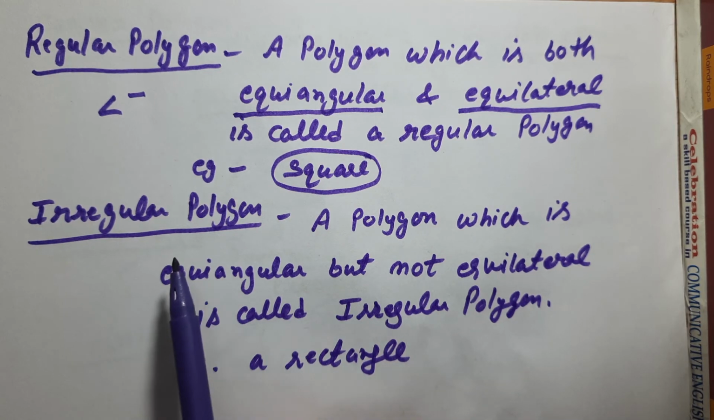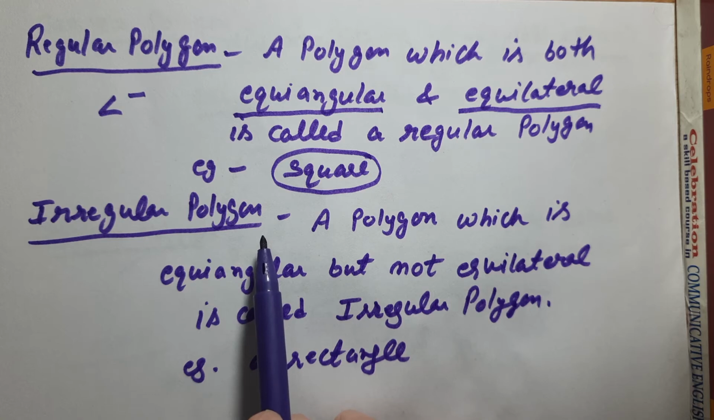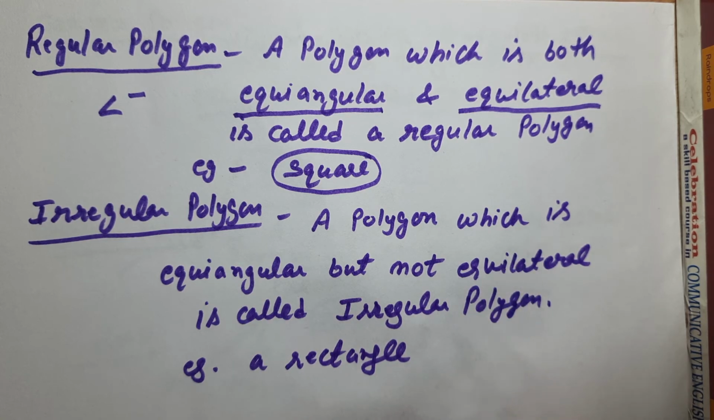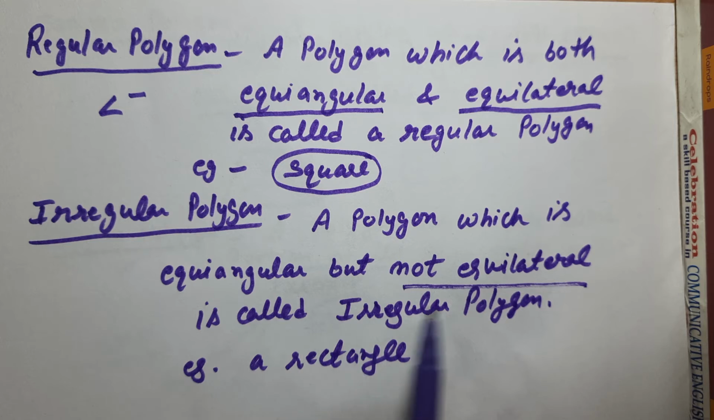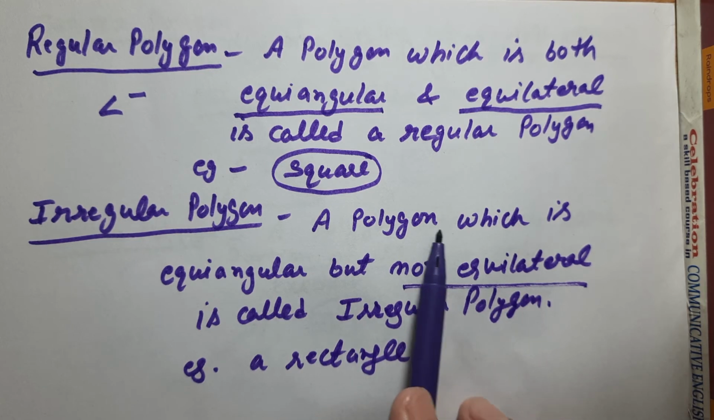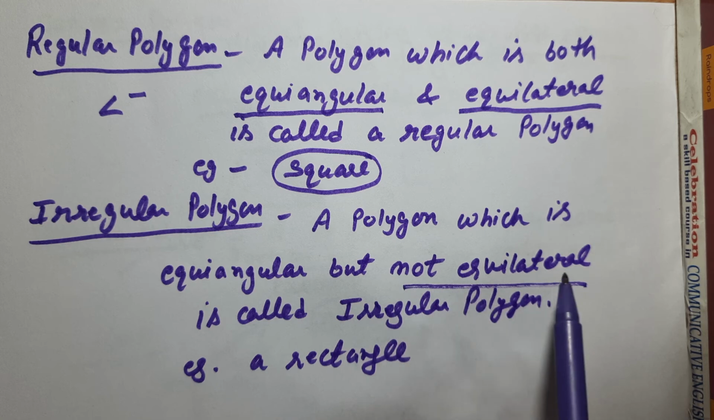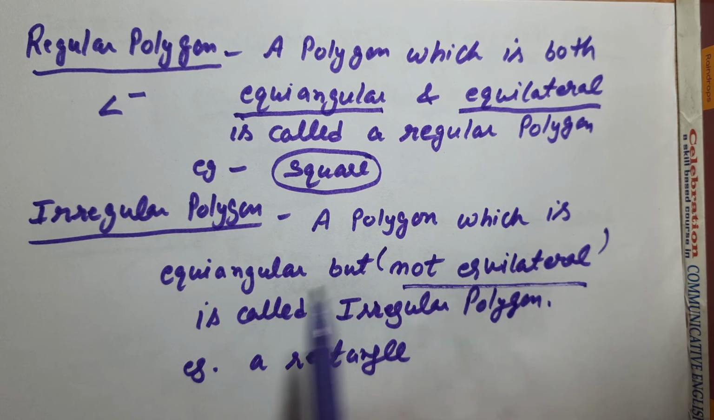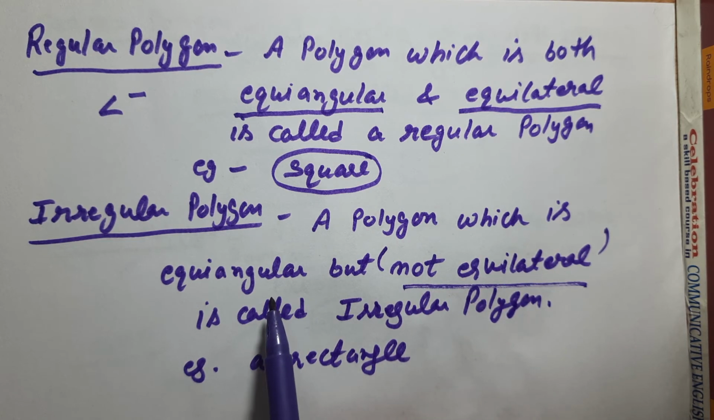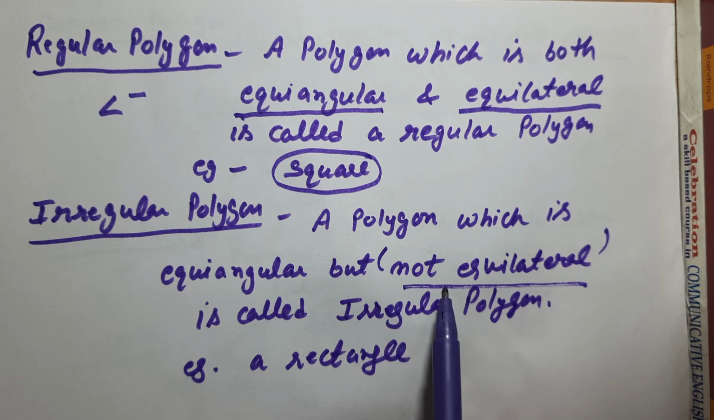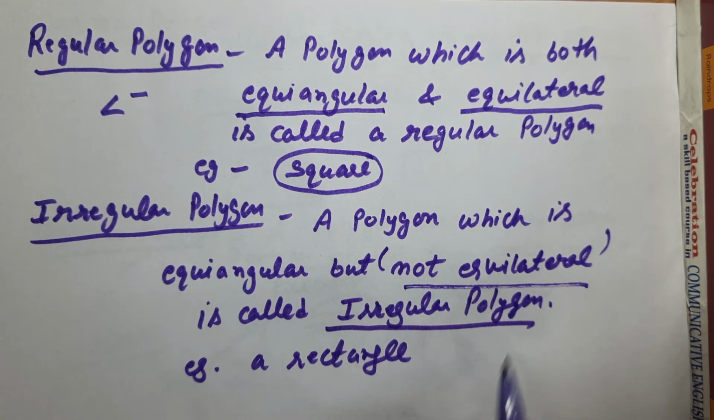Now what will we understand about the irregular polygon? A polygon, its opposite, may be equiangular but not equilateral, meaning angles may be equal but sides may not be equal. So a polygon which is equiangular, all the angles equal, but not equilateral, is called an irregular polygon.